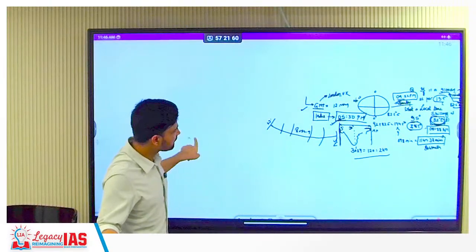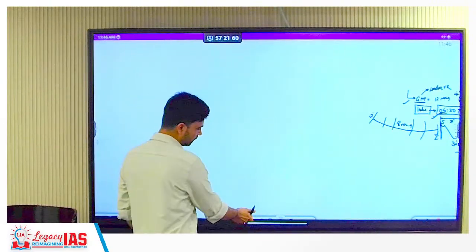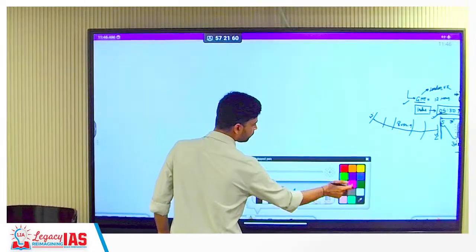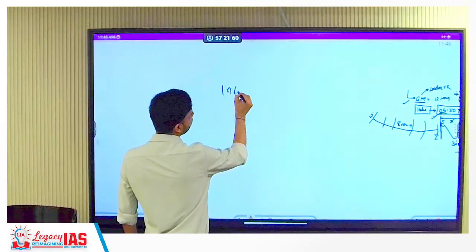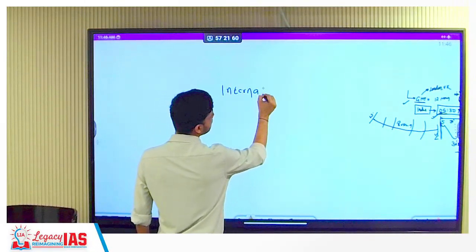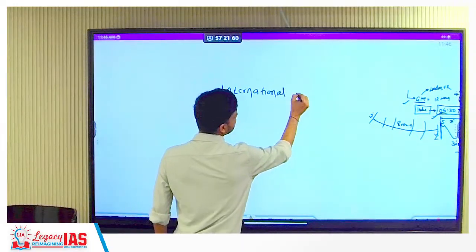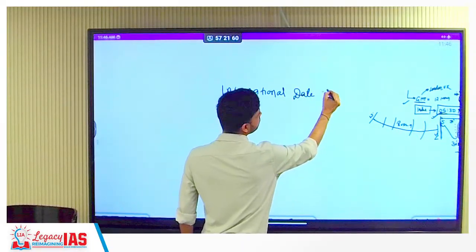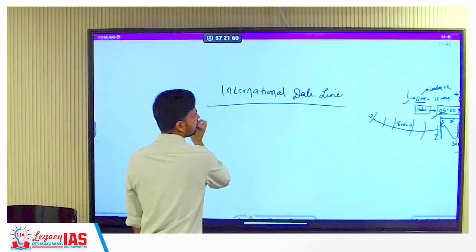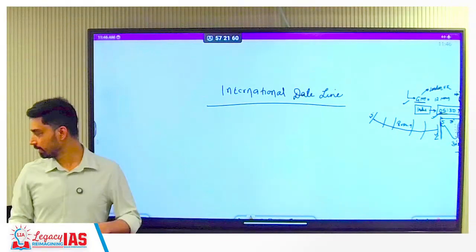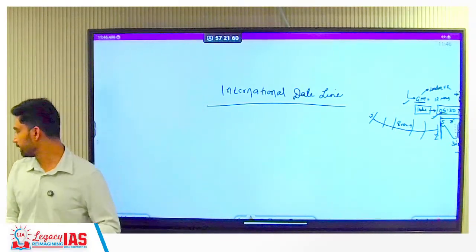Now, one more concept we have to study related to longitude and time. So there is a line that we have drawn on the Earth that is referred as international date line. So you can give the heading international dateline.